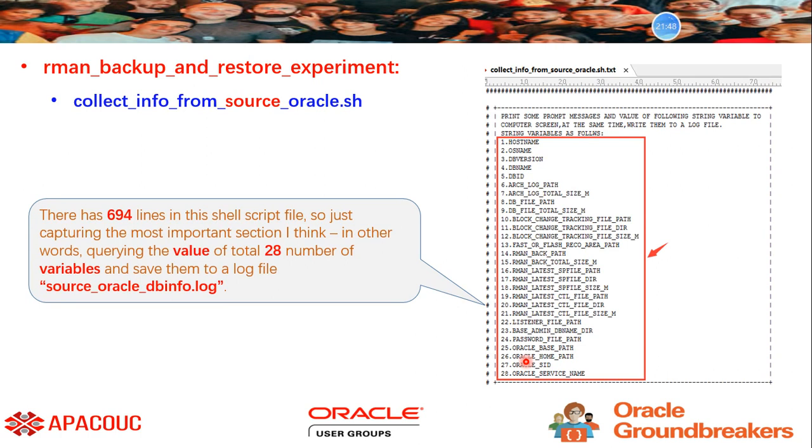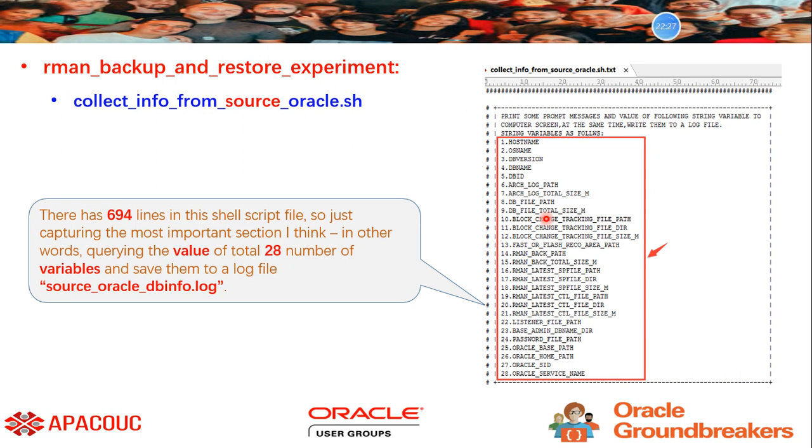Now, it's the third shell script, collect info from source oracle.sh. You can see from this slide I list a total of 28 variables in the screenshot on the right side. After running the shell script, I will have finished collecting the values of all these variables, and in the meantime, saving them to the corresponding variables.